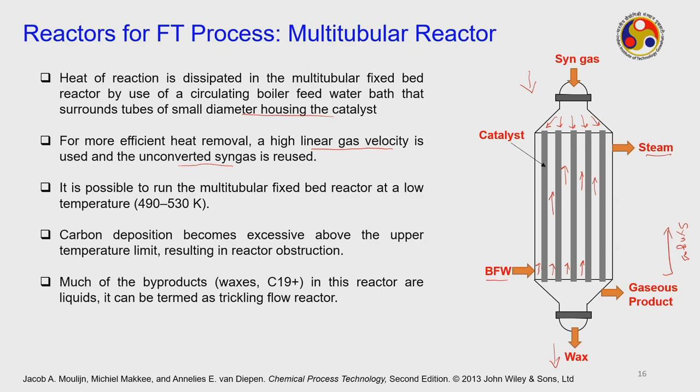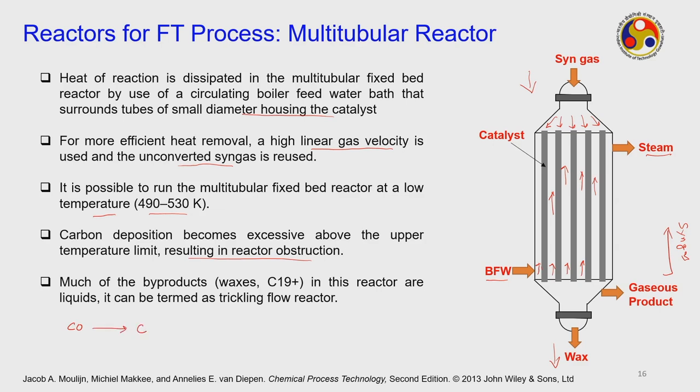So it is possible to run the multitubular fixed bed at a low temperature. Carbon deposition becomes excessive above the upper temperature limit because it results in reactor obstruction. Carbon deposition means that CO gets converted to carbon.